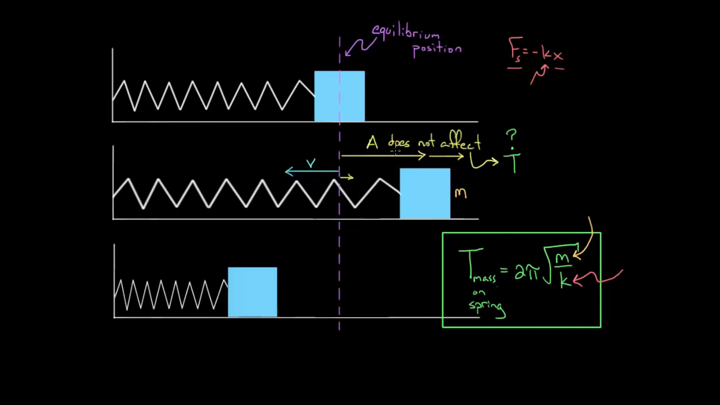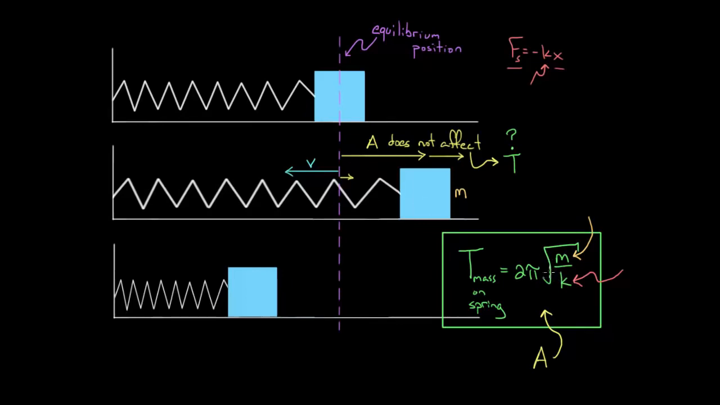Note, it does not depend on amplitude. So this is important. No amplitude up here. Change the amplitude, doesn't matter. Those effects offset. It only depends on the mass and the spring constant. Again, I didn't derive this. If you're curious, watch those videos that do derive it, where we use calculus to show this.